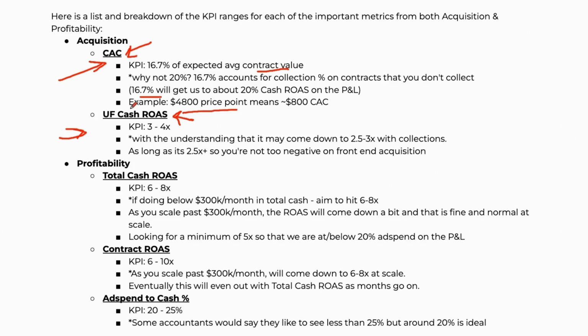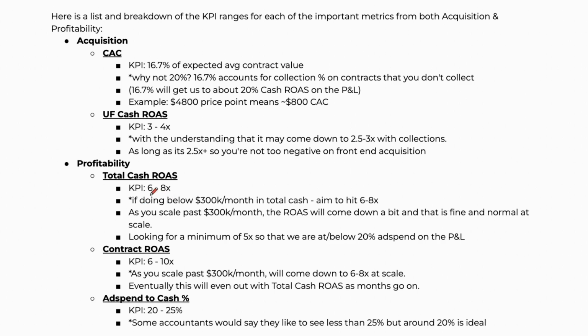Upfront cash ROAS, we are looking for about a 3 to 4x, aka a 300 to 400% return on investment, with the understanding that as we have more potential defaults and all that kind of stuff down the road, it will potentially come down to a 2.5 or 3x with collection. So as long as we are 2.5x on upfront cash ROAS, and that makes sure we're not too negative on front-end acquisition, we are golden and we are good. Again, this might be theoretical or hypothetical for you, but you will be able to plant the seeds and then come back to this in the future, and it'll make so much more sense to you as you get the practical experience filling in the information, and then you'll be able to understand this more and more.